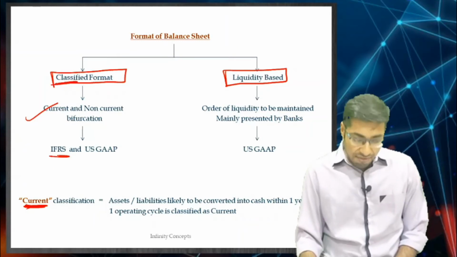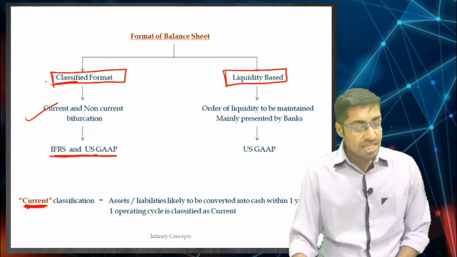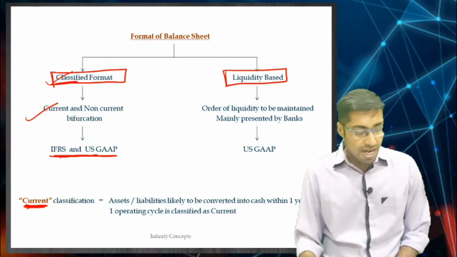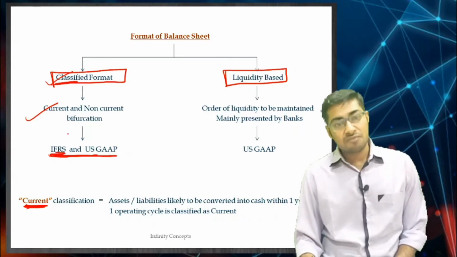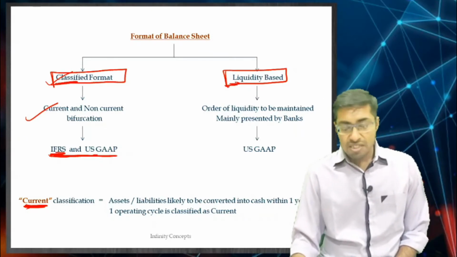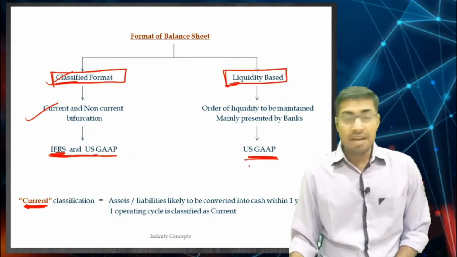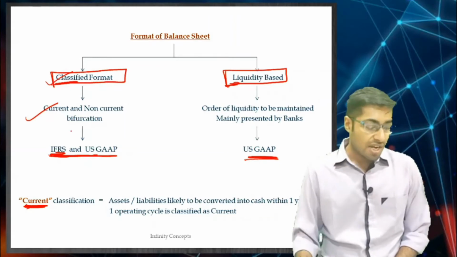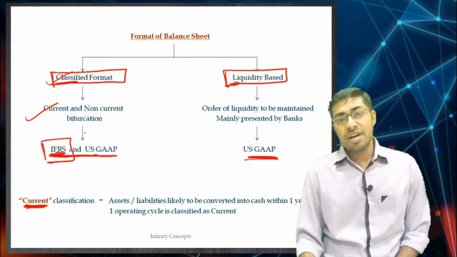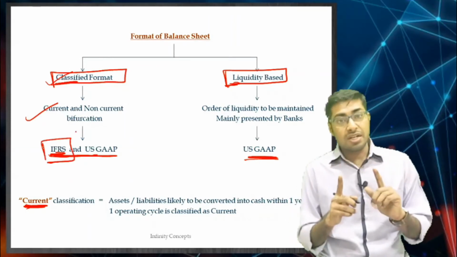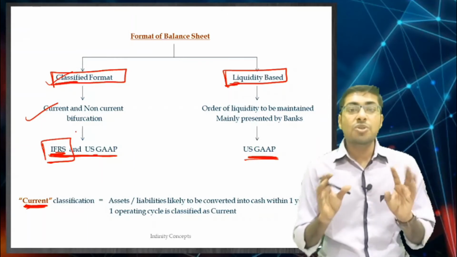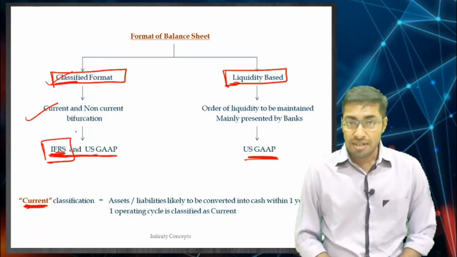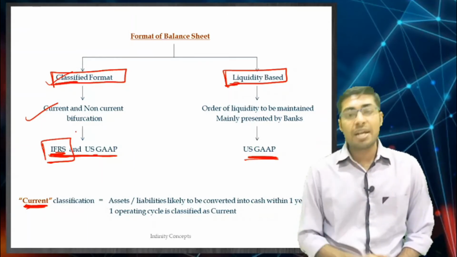Okay, IFRS and US GAAP both allow the classified format. Remember, IFRS only allows the classified format. Look over here, liquidity based format, which I will tell you, US GAAP allows, but IFRS doesn't allow, which means IFRS only allows the classified format, that is current non-current. So this is very important. You should know the current non-current classification. Why? Because both of them are allowing.